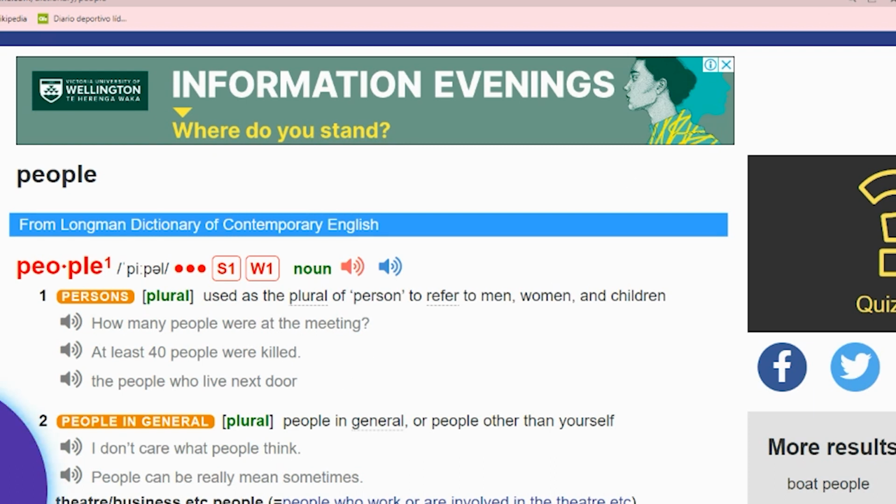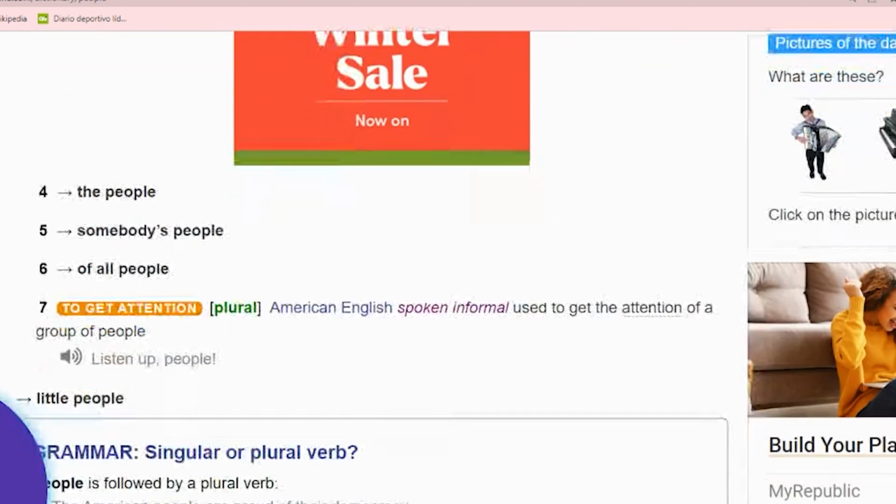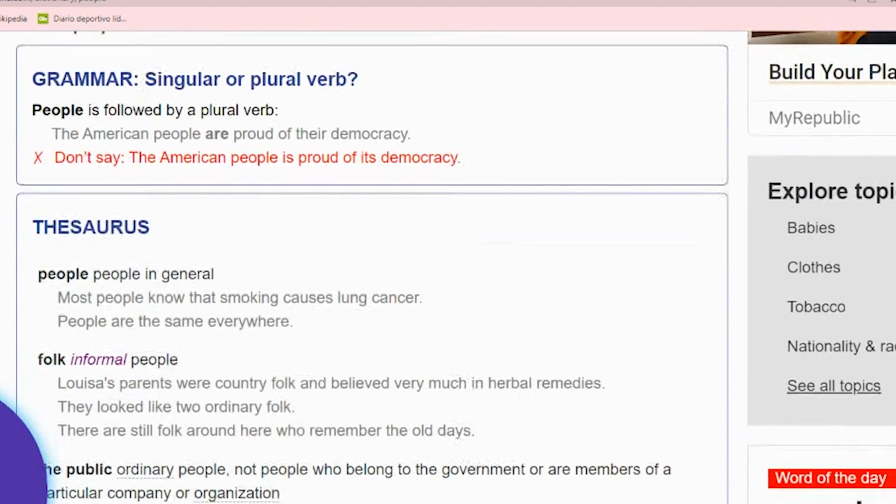So remember how before I mentioned that some dictionaries have some entries that have grammar explanations. So I always suggest scrolling down to see if you have a grammar box, and voila, here we have one. People is followed by a plural verb. The American people are proud of their democracy. Don't say the American people is proud of its democracy.